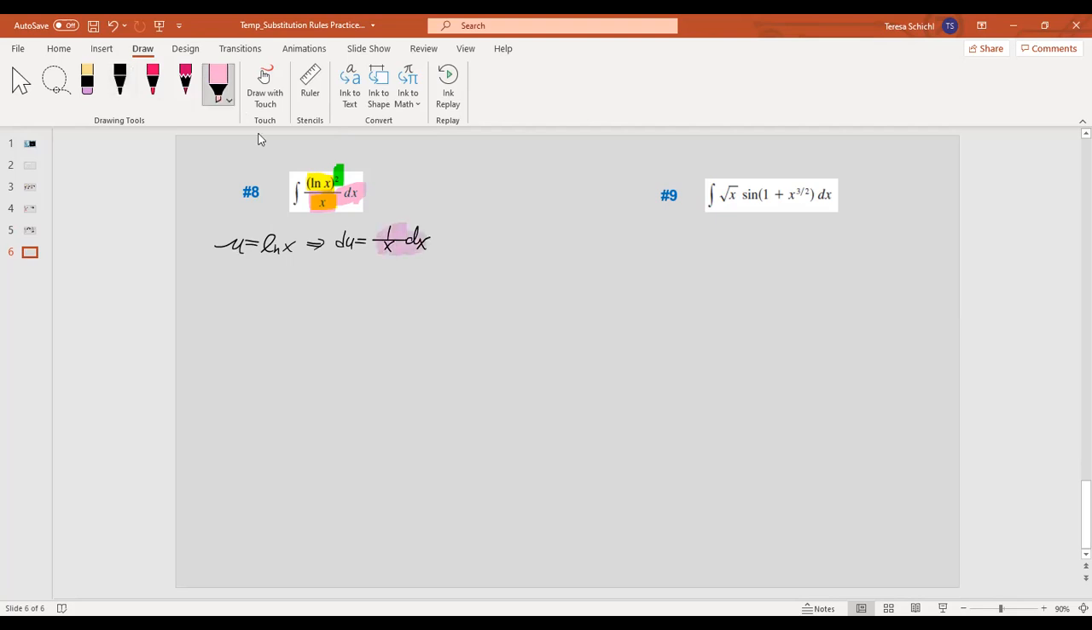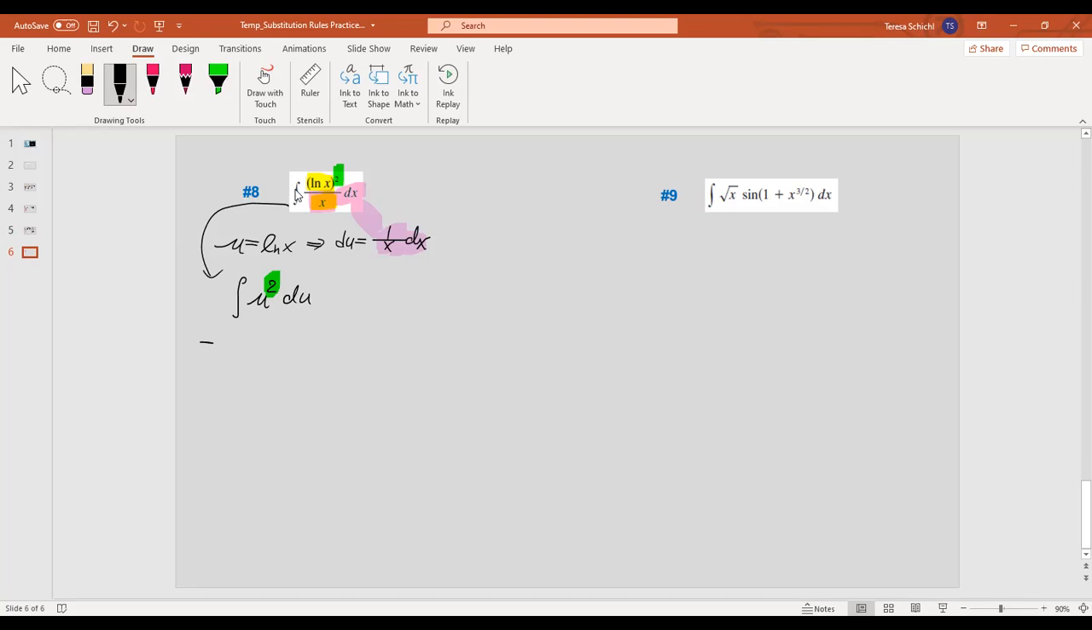1 over x dx matches here, so I know I probably got the correct choice. Now let's take a look. I can put it into a form I recognize. So u is equal to natural log x. So this will be u squared, right? As you can see, this is my function, u squared. Then the light purple one, dx over x, is my du.